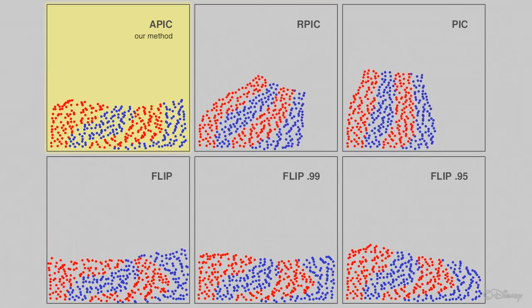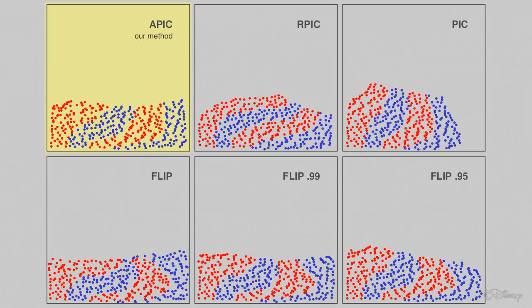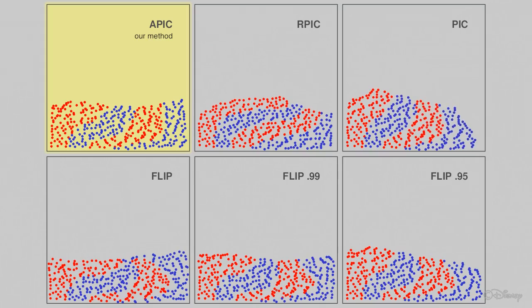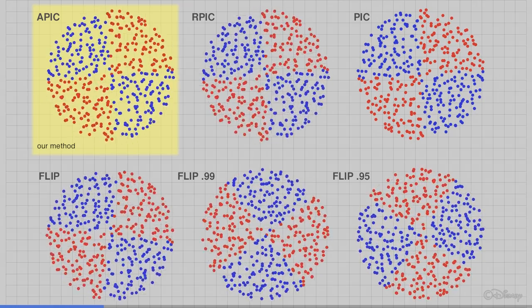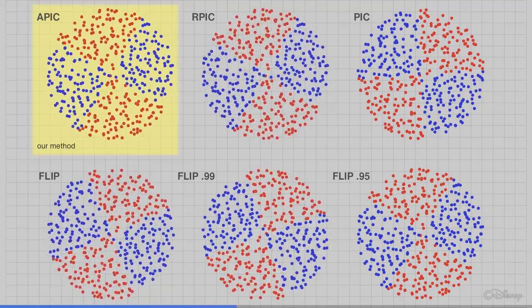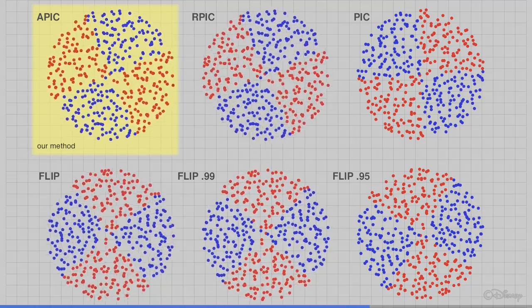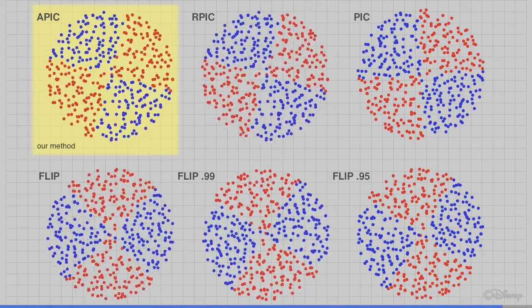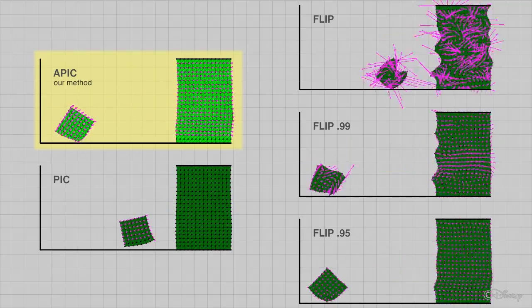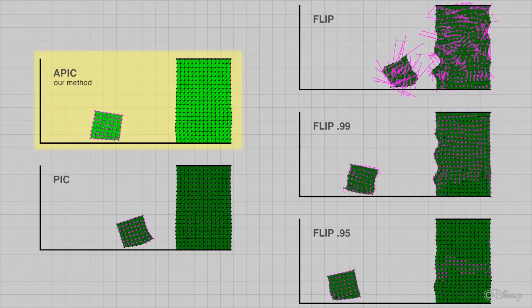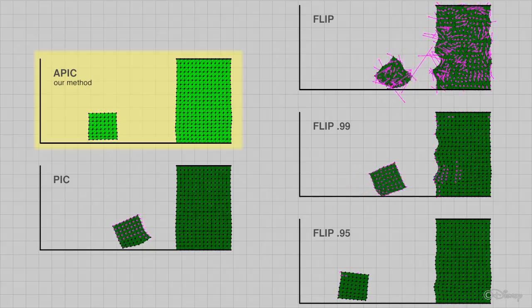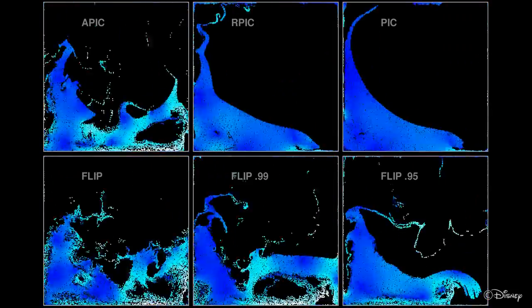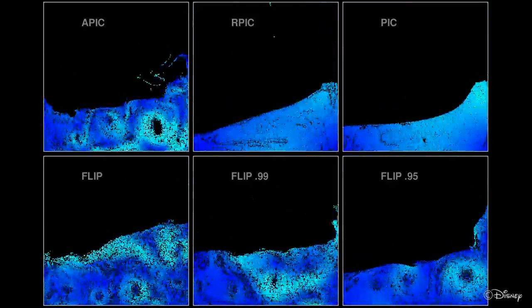APIC can handle shearing with no problem. It can also handle rotation without dissipation. Even on our original example, APIC is stable. In this 2D water example, we see that APIC better preserves vorticity.